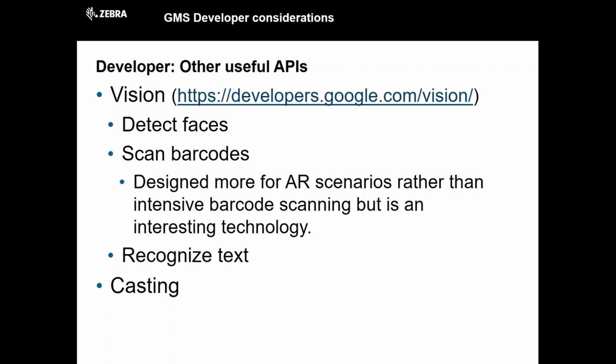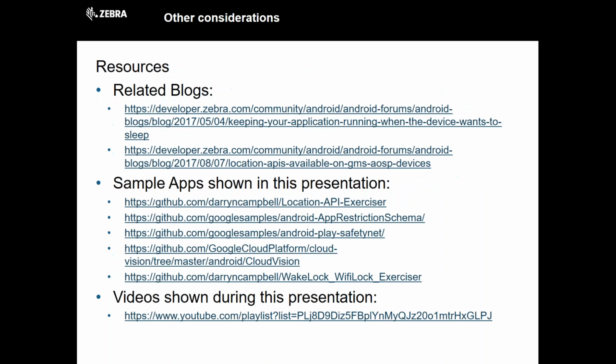This scan barcodes ability of Vision is really designed for augmented reality scenarios where you're browsing around in VR and there's a barcode on the wall and I scan it by touching it with my hand. It doesn't even use the barcode scanning hardware of our devices, so I wouldn't recommend using it for intensive scanning applications. I know there's been a lot of content there, but with that slide, I'm done for content.